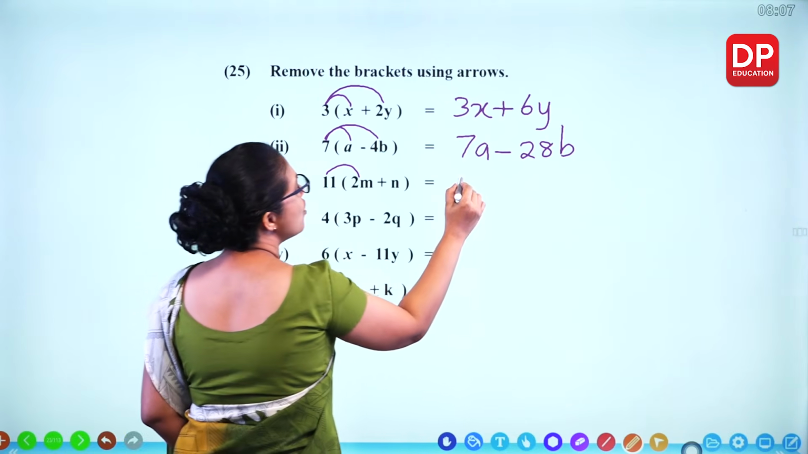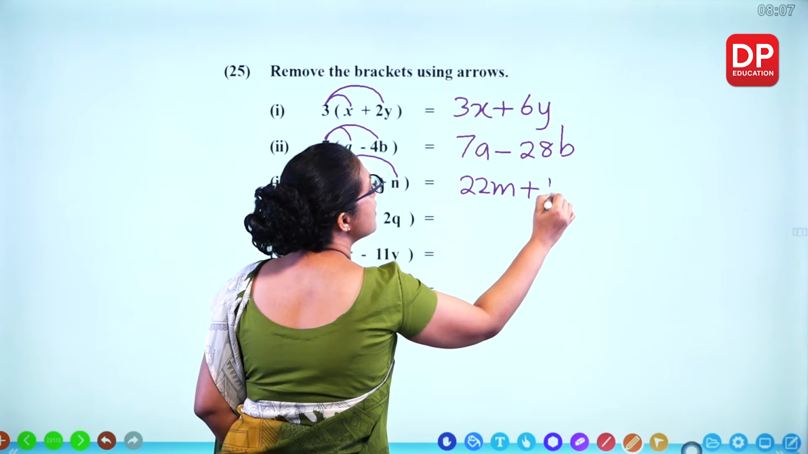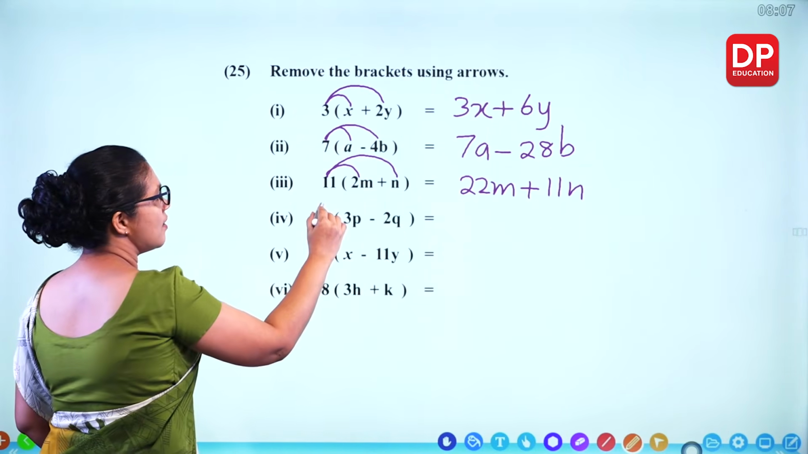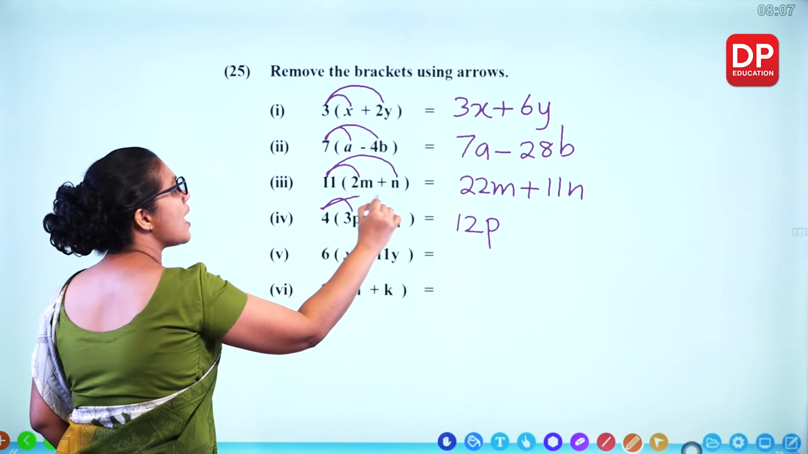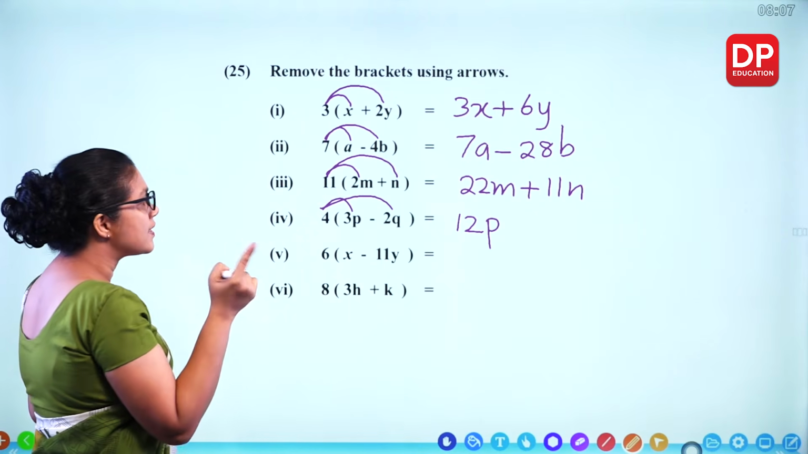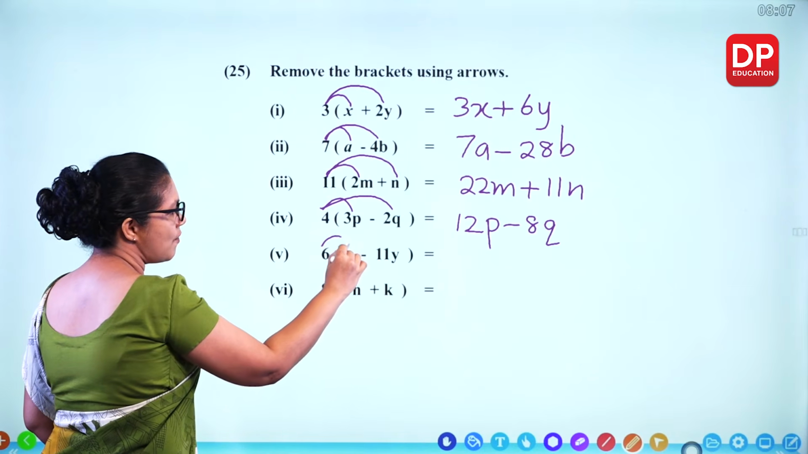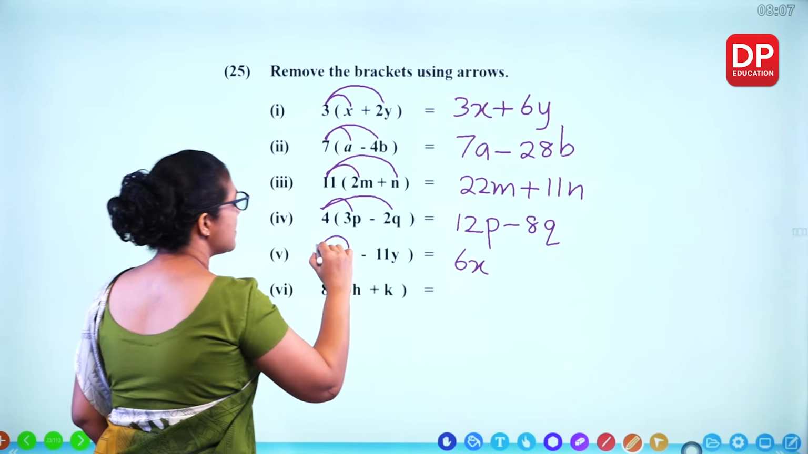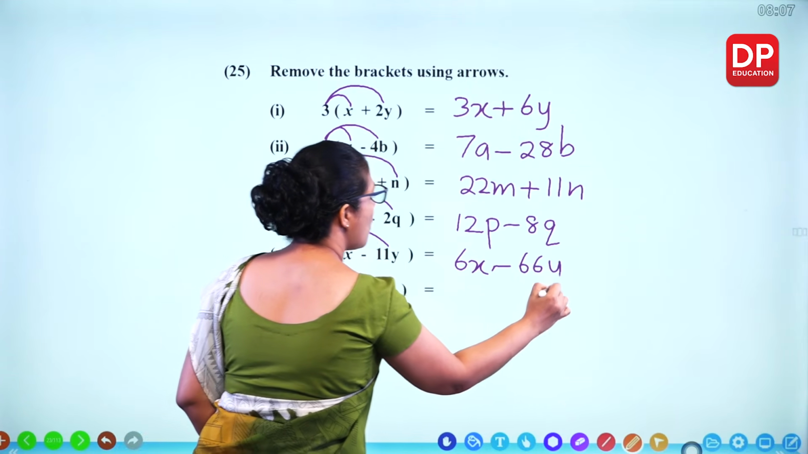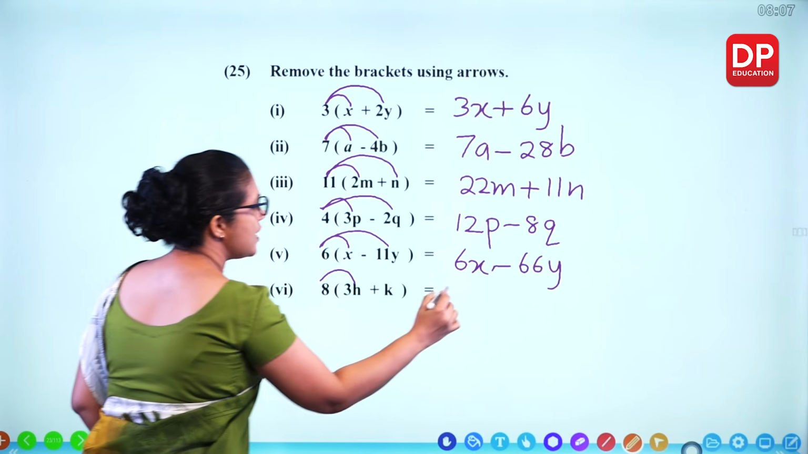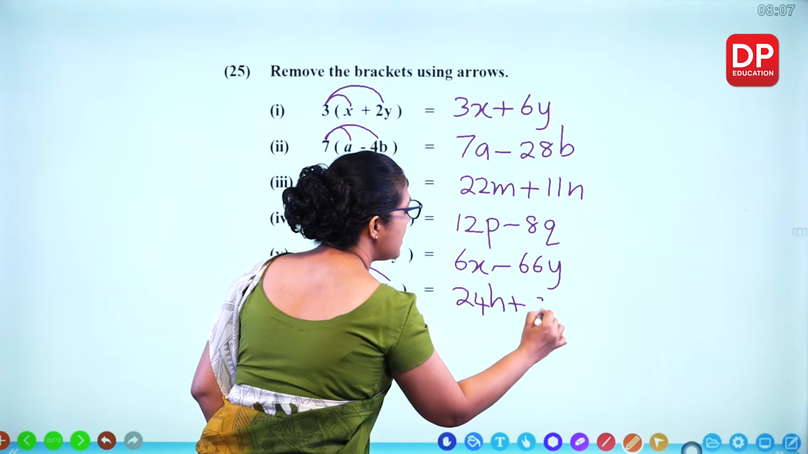11 times 2, 22m. 11 times n, 11n. 4 times 3p, 4 times 3, 12p. 4 times minus 2q. So that's minus 8q. This one, 6 times x, 6x. 6 times minus 11y, minus 66y. 8 times 3, 24h. 8 times k, 8k.